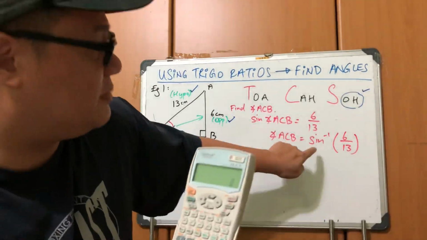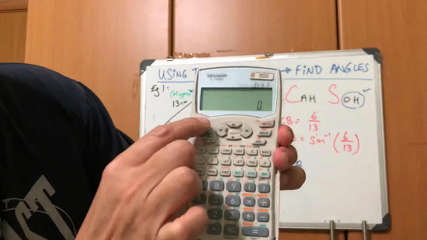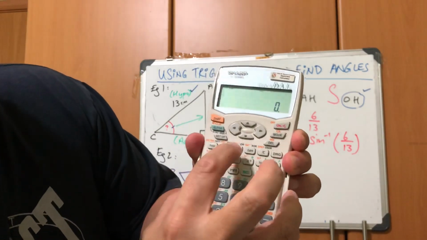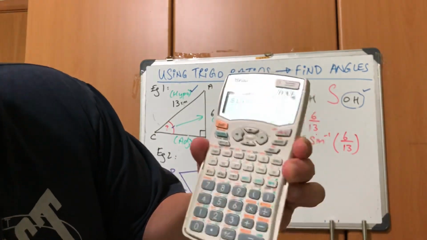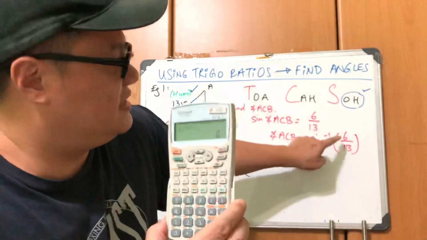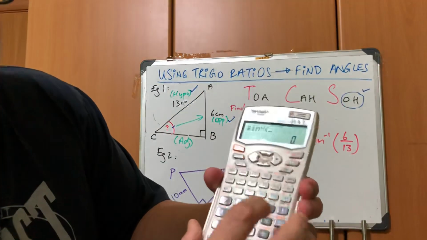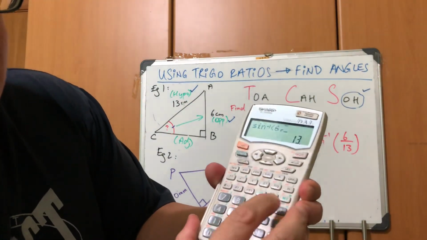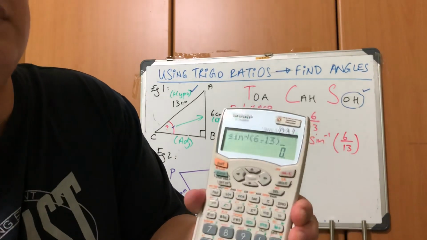So to find the angle, you must punch shift sine first. Punch your inverse button, then punch sine. In this case, I want sine, right? Press sine, then you can press bracket 6 over 13. You can also press 6 divided by 13.